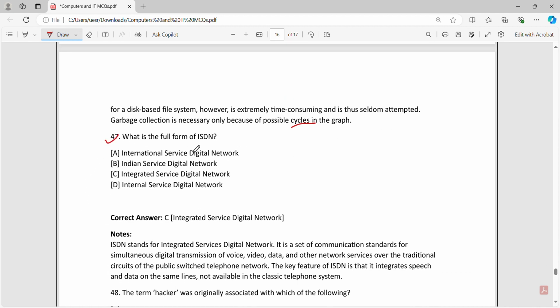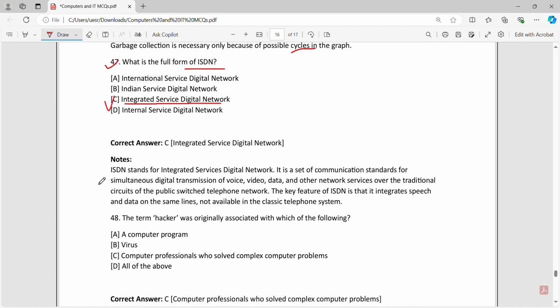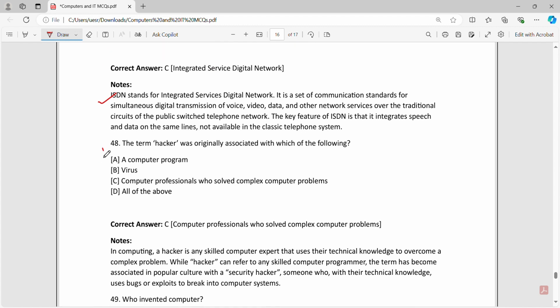And question number 47, what is the full form of ISDN? So the answer is C, Integrated Services Digital Network. ISDN stands for Integrated Services Digital Network. It is a set of communication standards for simultaneous digital transmission of voice, video, data and other network services over the traditional circuits of the public switched telephone network. The key feature of ISDN is that it integrates speech and data on the same lines, not available in the classic telephone system.